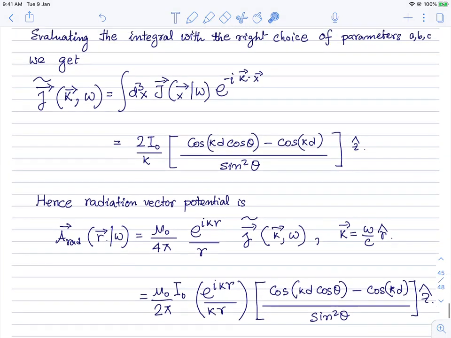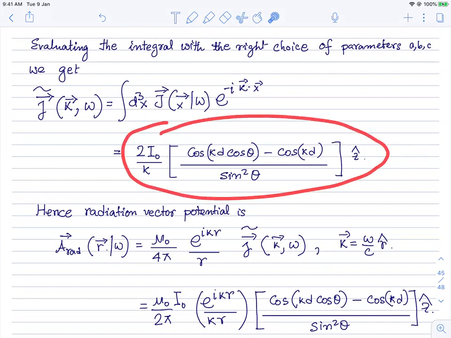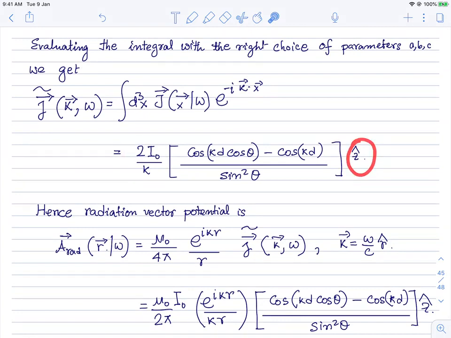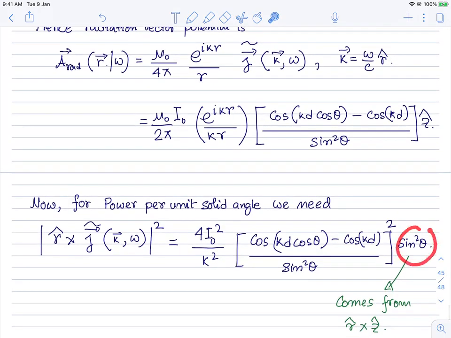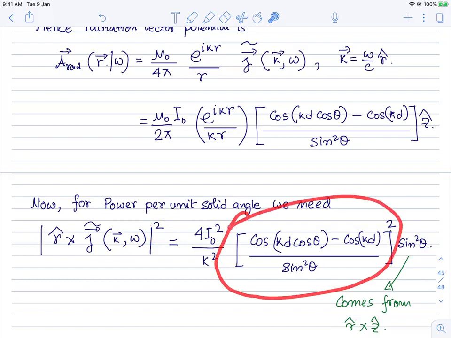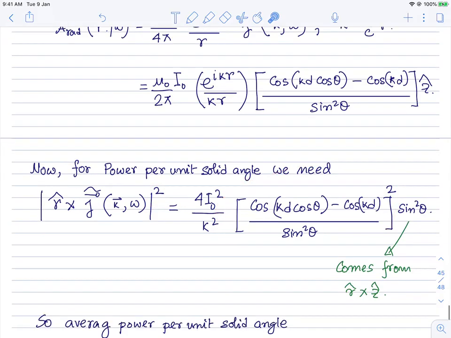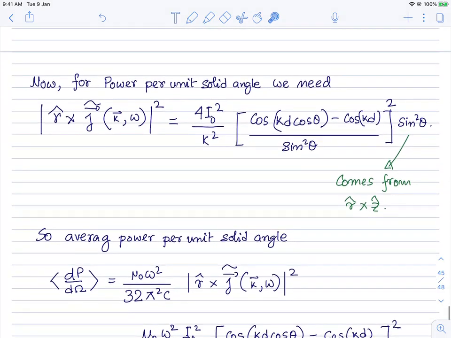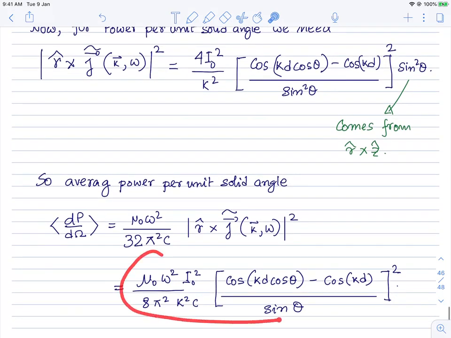So the integral has given me this, so I can take a r cross. This is going to give me an additional sine theta, and when I square it, it will become sine square theta, and whatever is there inside here will get squared. So now this is essentially the differential power.